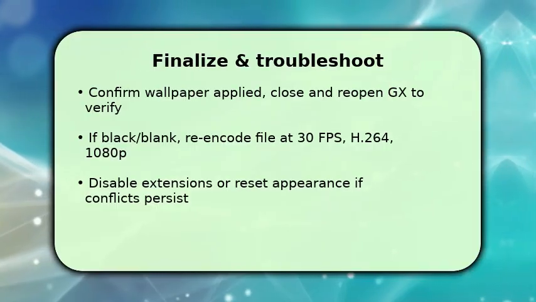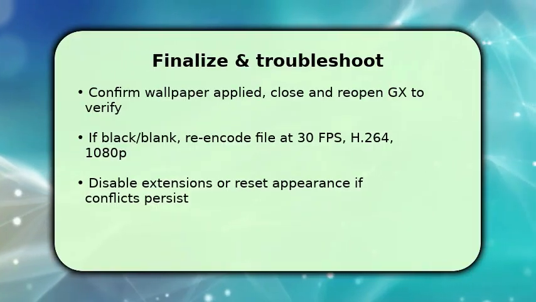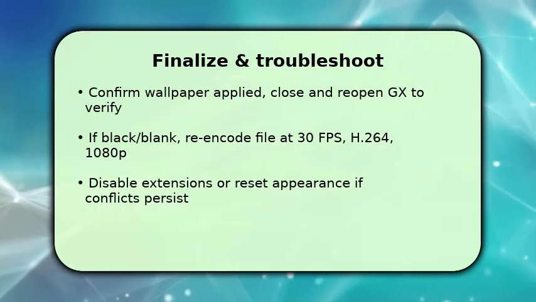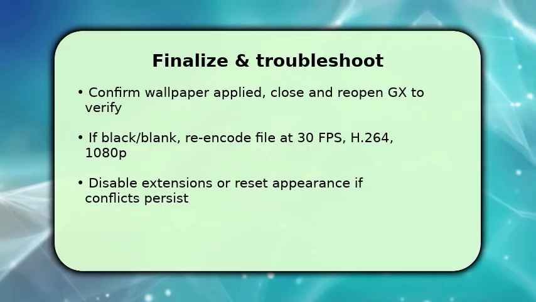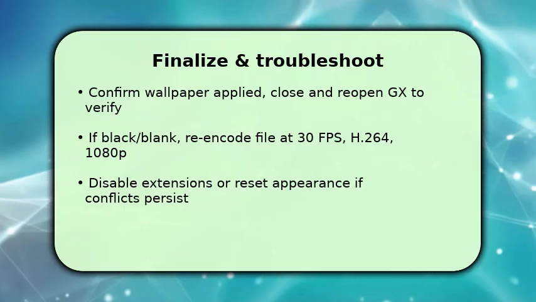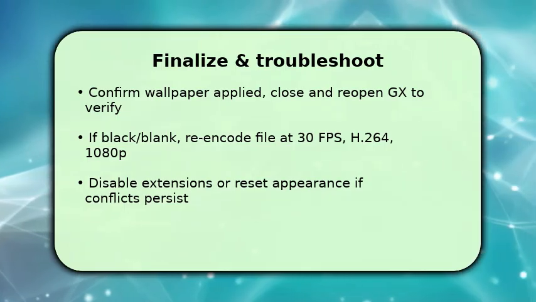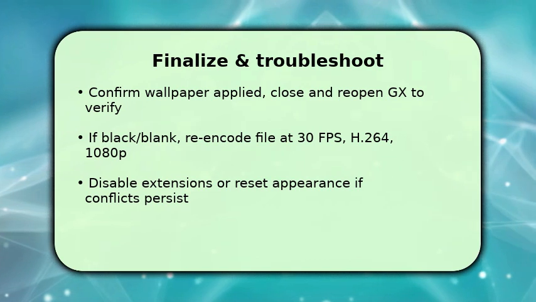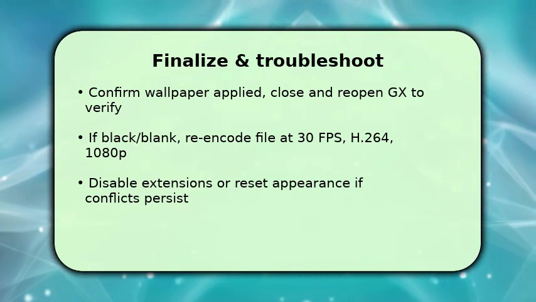If the wallpaper appears black or won't play, re-encode the video to 30 fps H.264 at 1080p, and try again because unsupported codecs cause blank screens. If problems continue, disable extensions or reset appearance settings to rule out conflicts. This single troubleshooting step resolves most stubborn playback or display issues.